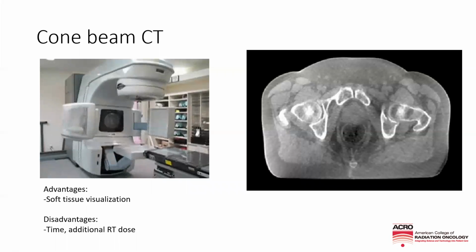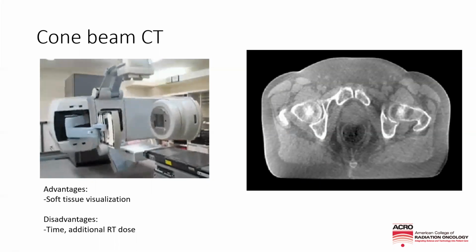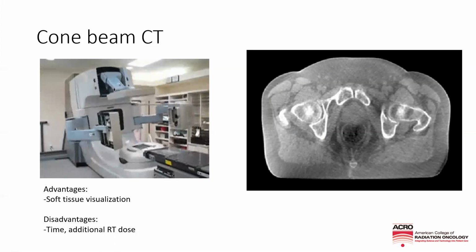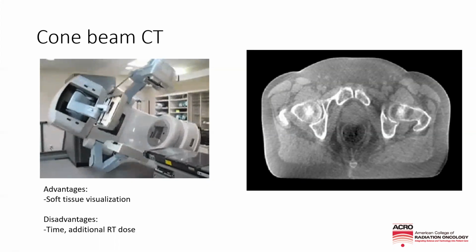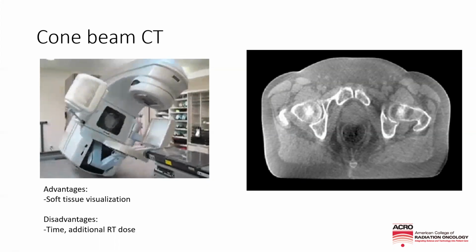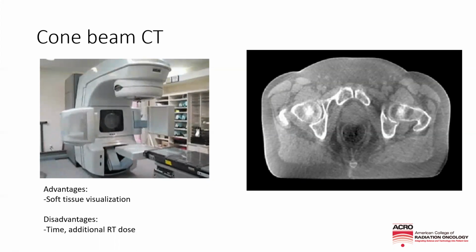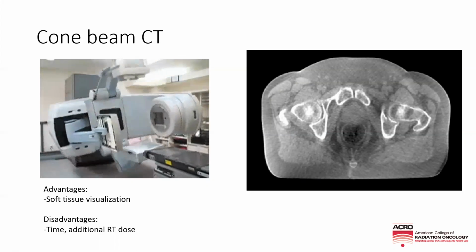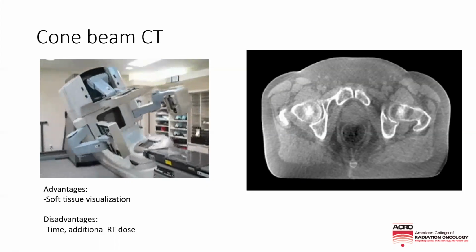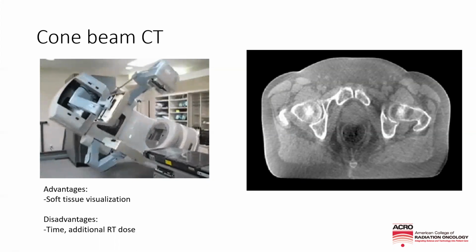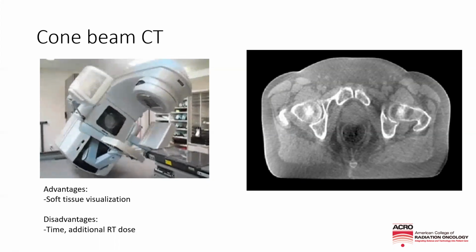The main limitation of KV imaging is that it can only really be used to visualize bony anatomy, much like a regular diagnostic X-ray. For some disease sites, such as prostate cancer, it is very important to be able to visualize the soft tissue itself. This allows tracking of anatomical changes, such as rectal filling and bladder filling, which are invisible on KV images.